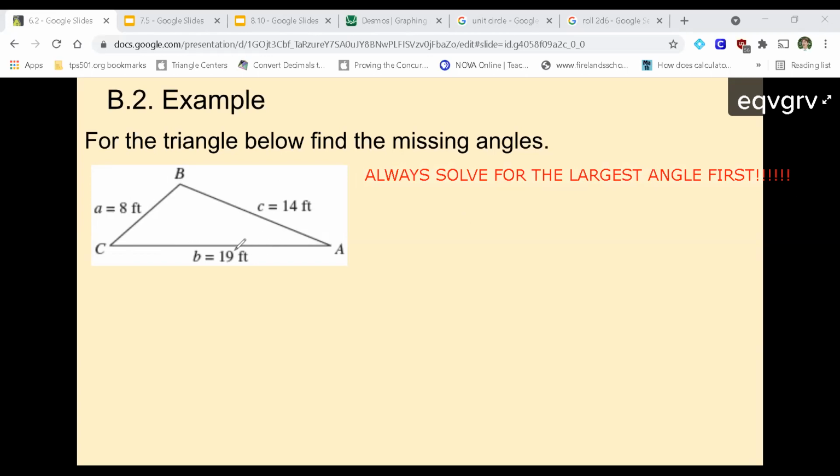All right, so let's go ahead and do it. Which one would be the longest angle for this triangle? Angle A, B, or C? B. B is the largest side, so B is going to be the largest angle. So we're going to do cosine of B is equal to A squared plus C squared minus B squared over 2AC.